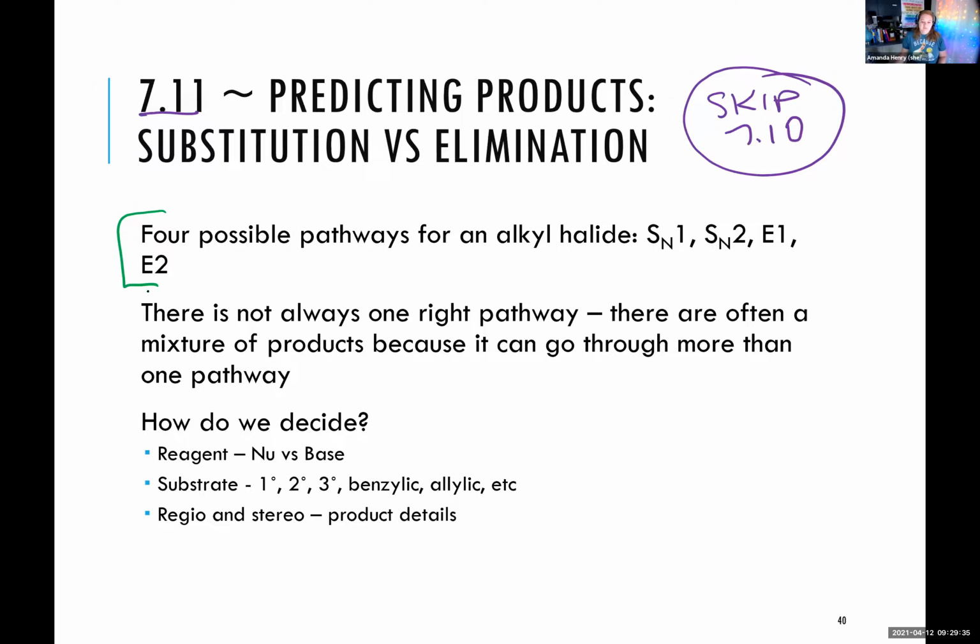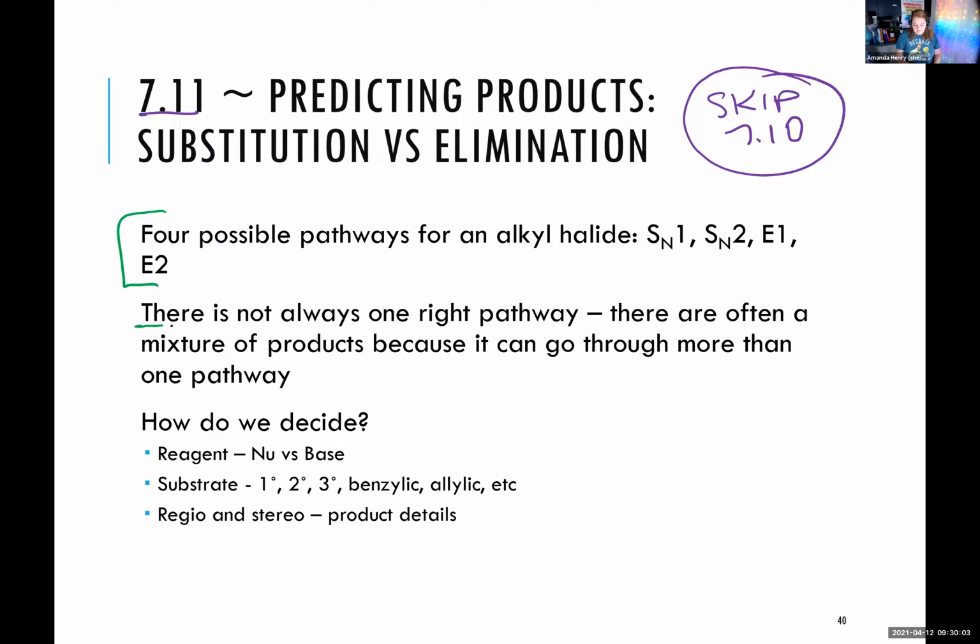We have 4 possible reactions for an alkyl halide. We have a carbon with a halogen bonded to it. We're reacting it with something that's a little bit negative. What's it going to do? Is it going to go through an Sn1, Sn2, E1, or E2 pathway? So what we're going to look at in this section is, how do we decide which reaction is actually going to occur?